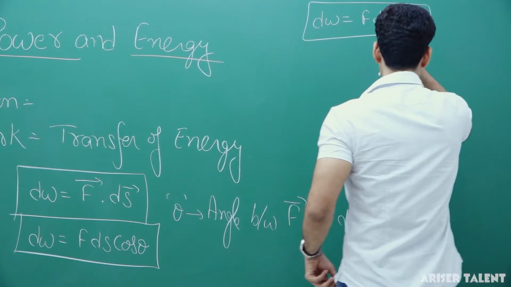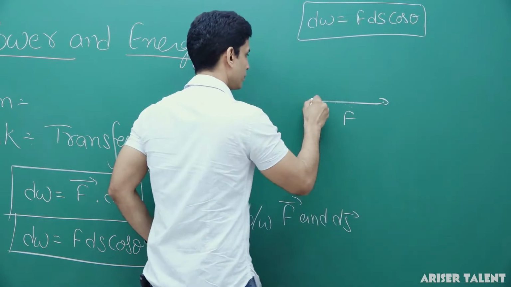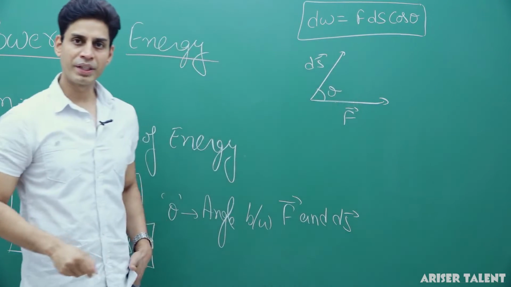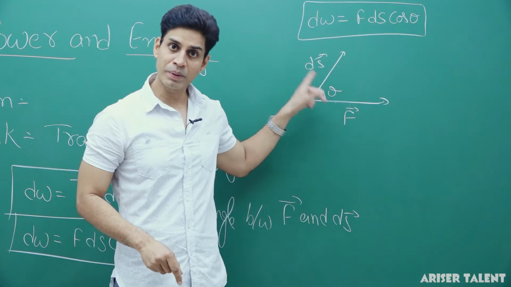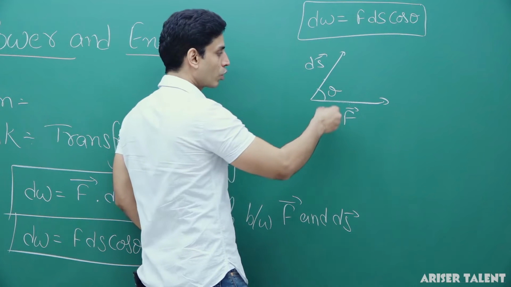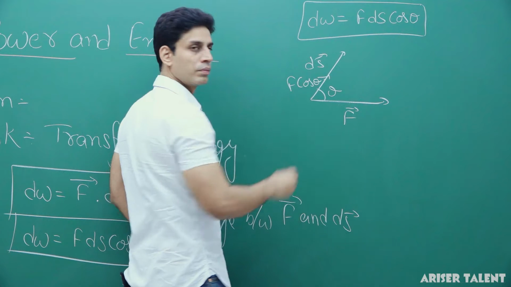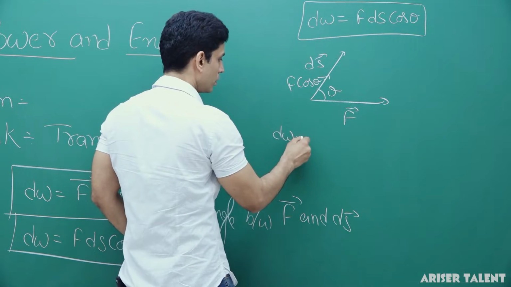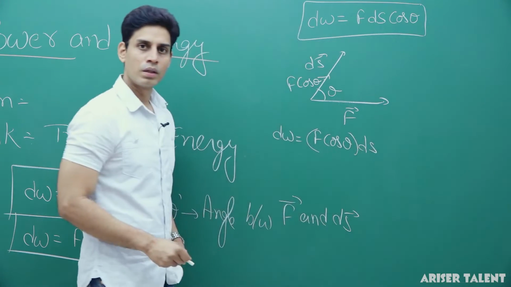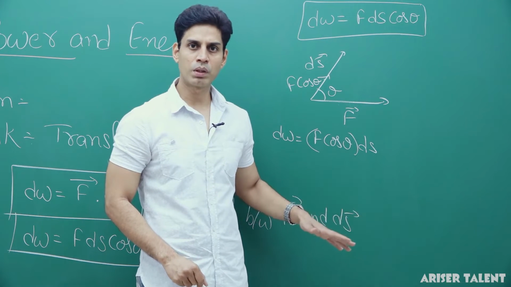Okay. Now, this can be written as, for example, this is F, this is ds. The angle between them is theta. Both are vectors. Force is a vector and displacement is a vector. Now, if we take the component of this force along the displacement, this will be F cos theta. So, the work will be F cos theta into ds. That is, the component of force along the displacement multiplied by the displacement. That will be the work.